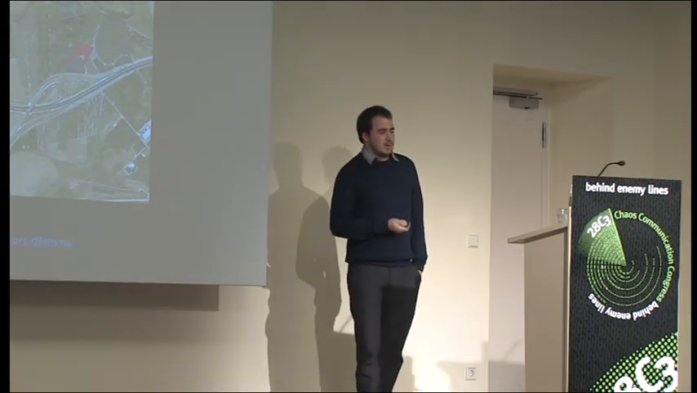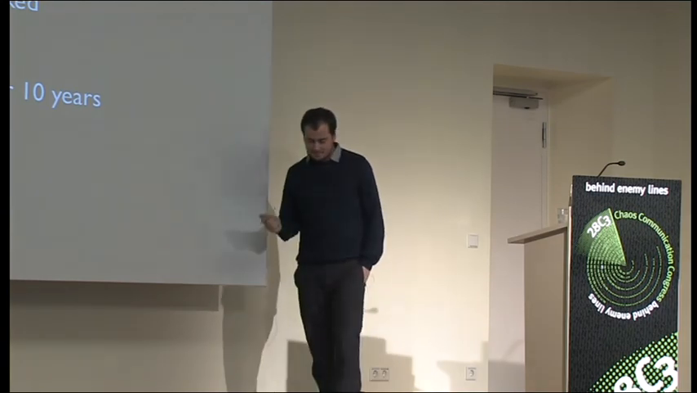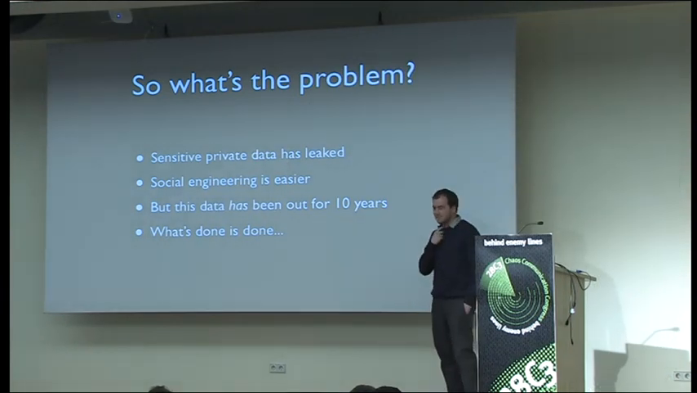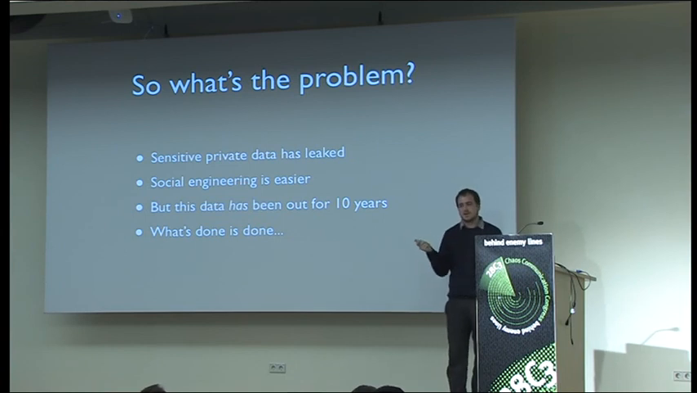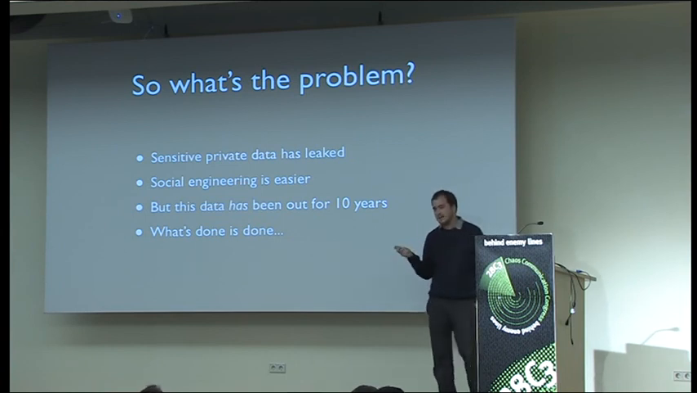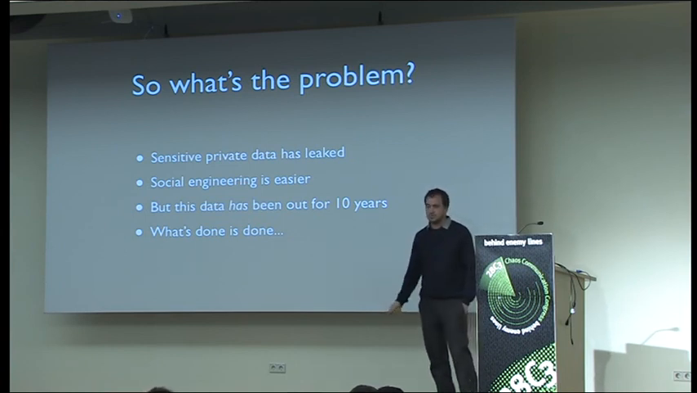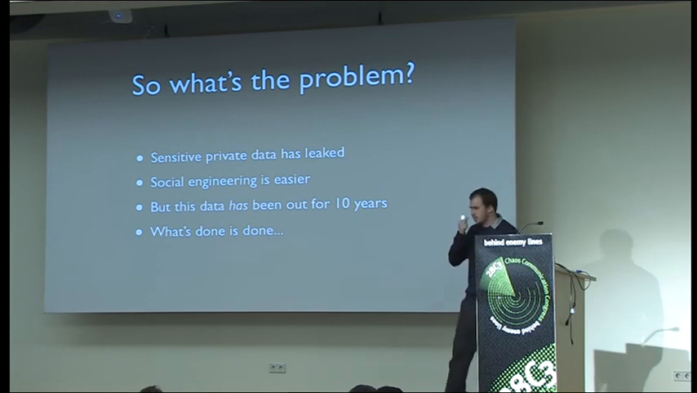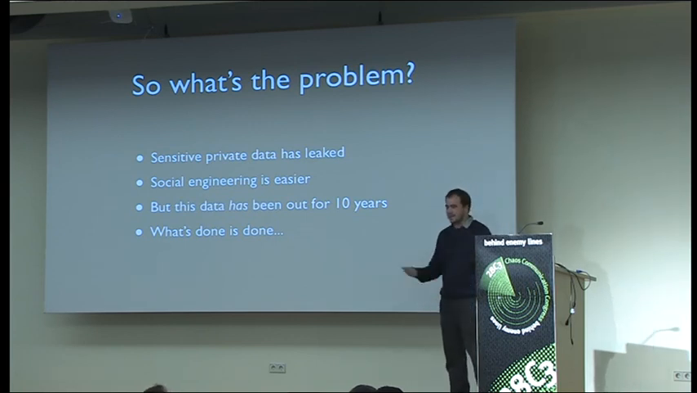So what is the problem with all this? Sensitive and private data has been leaked, and social engineering has obviously become much easier. And we know for a fact that in the past several years, this data has been used for various identity theft scams and other scams, mostly related to money. But this data has been out for 10 years, and how do we adapt to this situation? Because what's done is done. We can't take this data back, and it's not going to change.